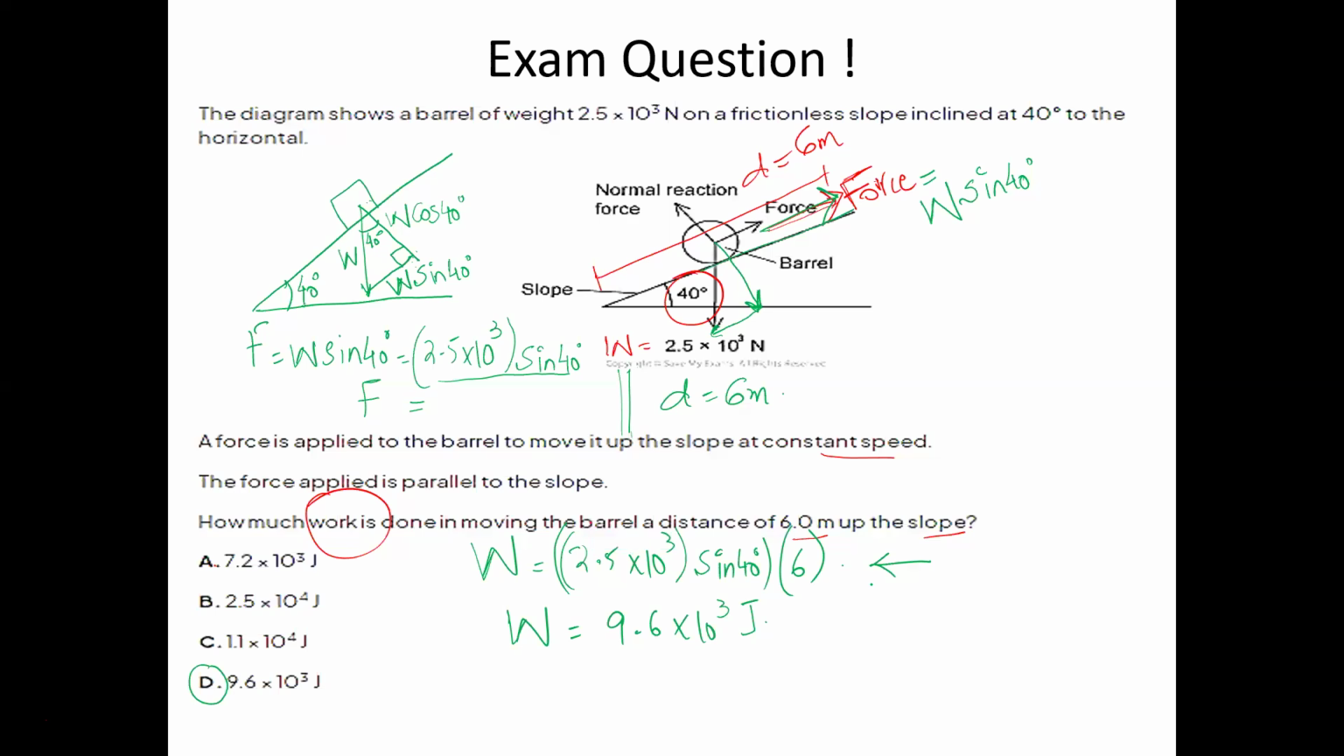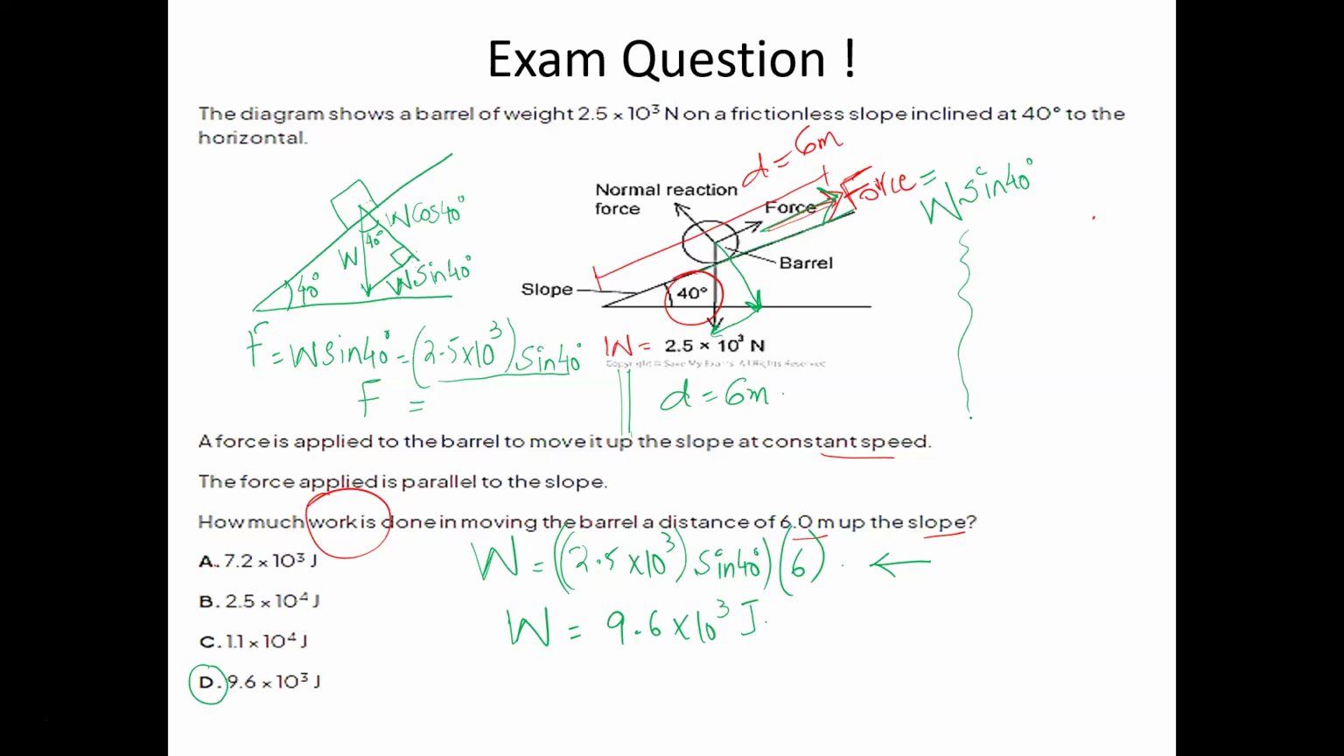Sir, I have a question. You stated F is equal to W into sine 40, but back down here you stated W is equal to 2.5 into 10 raised to power 3 into sine 40 into D, the D value of 6. So the examiner will most probably cut marks on this because you wrote W here. I understand the confusion.